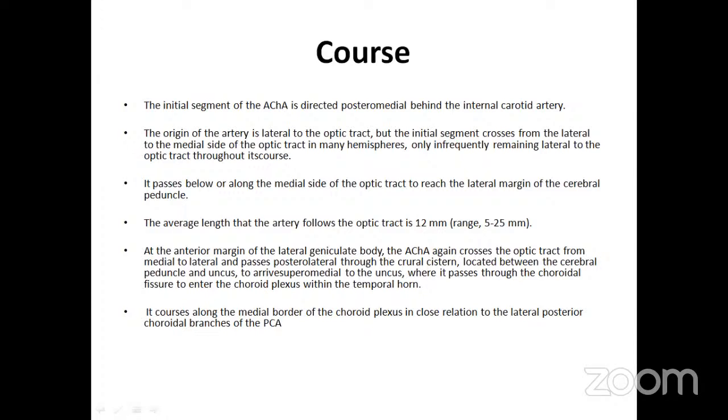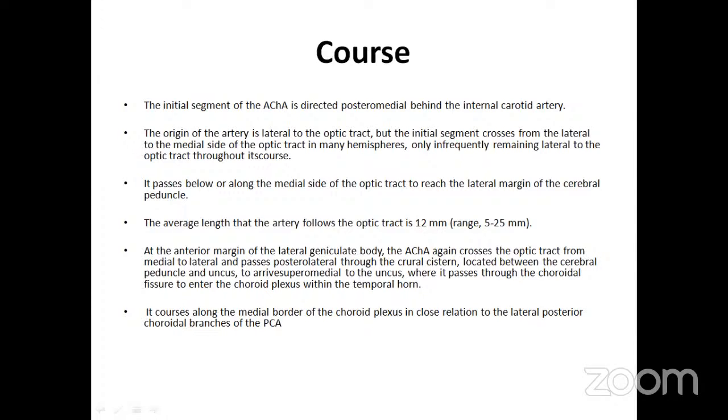The initial segment of the anterior choroidal artery is directed posterior medially behind the internal carotid artery. The origin of the artery is lateral to the optic tract, but the initial segment crosses from the lateral to the medial side of the optic tract in many hemispheres, and infrequently it remains lateral to the optic tract throughout its course. It passes below and along the medial side of the optic tract to reach the lateral margin of the cerebral peduncle. Average length is around 12 mm.